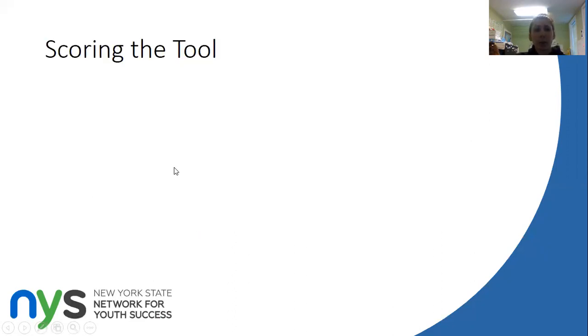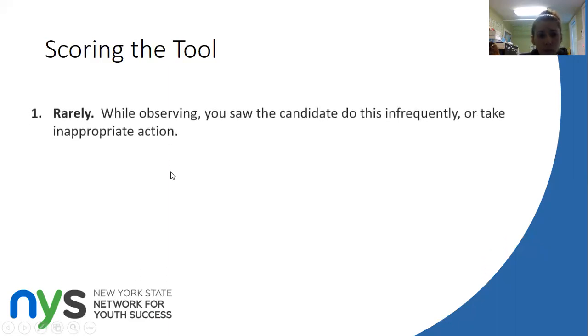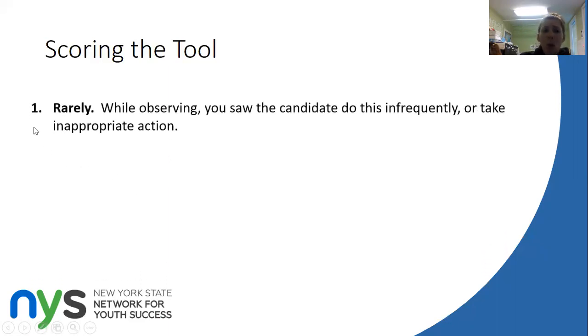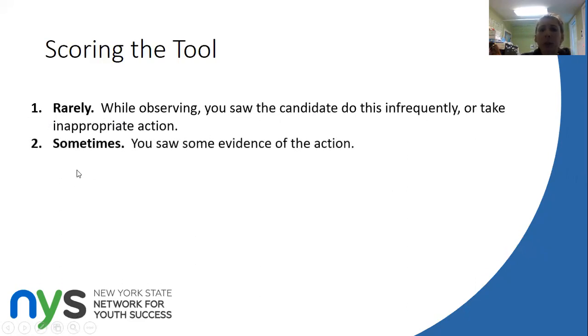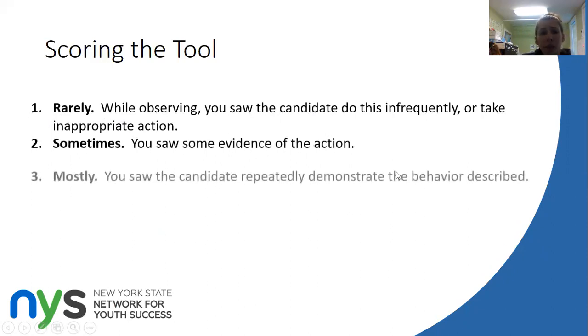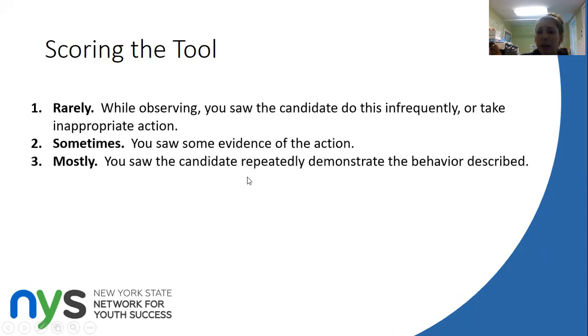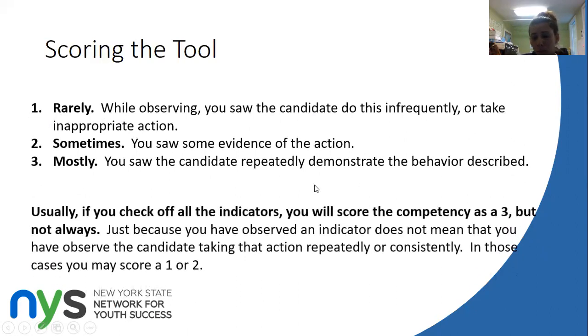So scoring the tool. A 1 means rarely. So that means while observing, you saw the candidate do something infrequently or take inappropriate action. A 2 means sometimes, that you saw some evidence of the action. And 3 is mostly, you saw the candidate repeatedly demonstrate the behavior described.